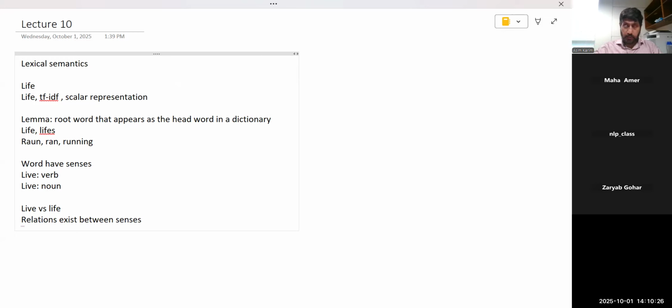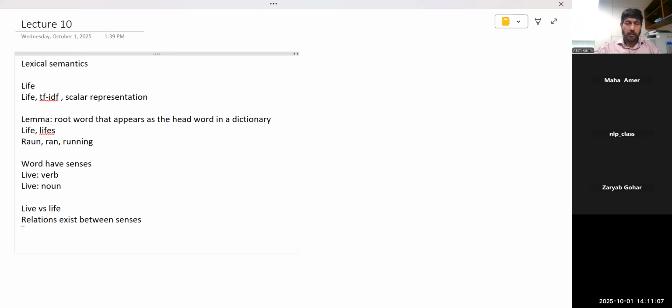So two concepts that we have studied: lemma. Lemma is the root word that is typically used as the head word in a dictionary, and then all its variations would be written below it. And the other thing is, whenever you are relating two words, we should explicitly mention which sense of that word you're talking about, because relationships exist between senses rather than words. Okay? So with that, let's briefly discuss some relationships that are commonly present in linguistics, and from there we'll motivate why we need richer representations.